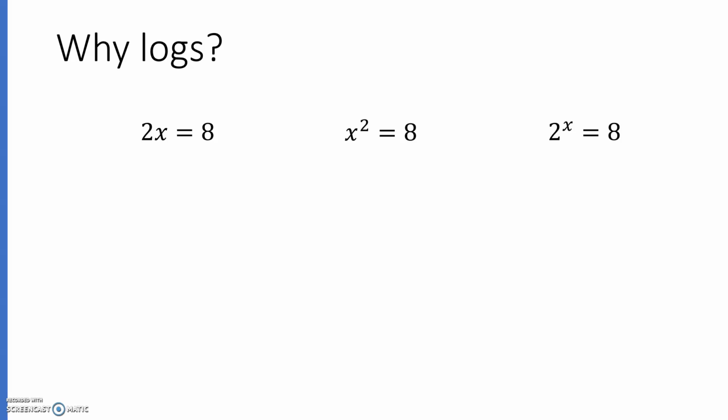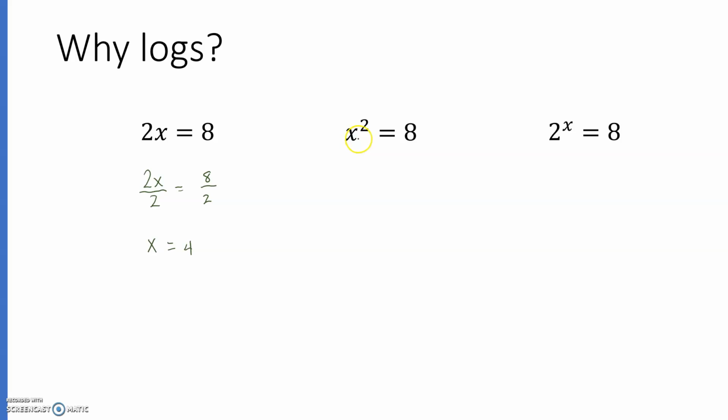specific type of equation. So for example, in this first equation, we know that division is the opposite of multiplication. So in order to get x by itself, we do the opposite of multiplying by 2, and we divide both sides by 2. And that tells us that x is equal to 4.